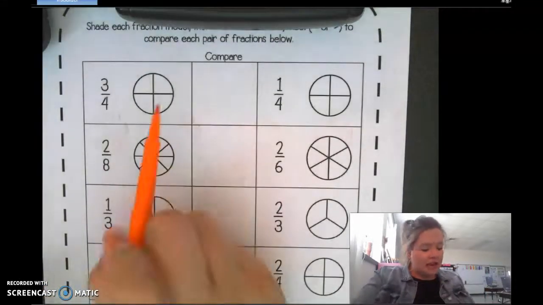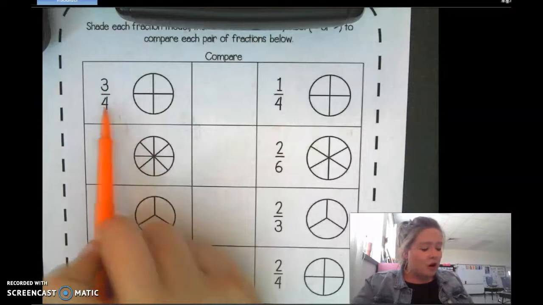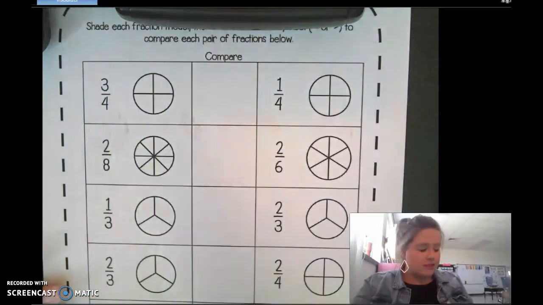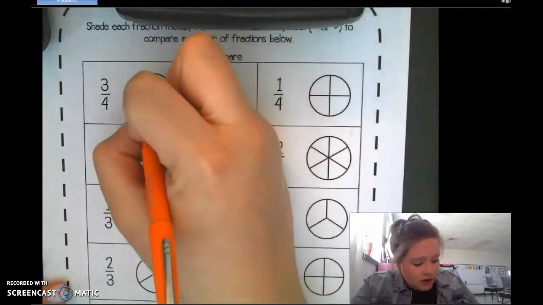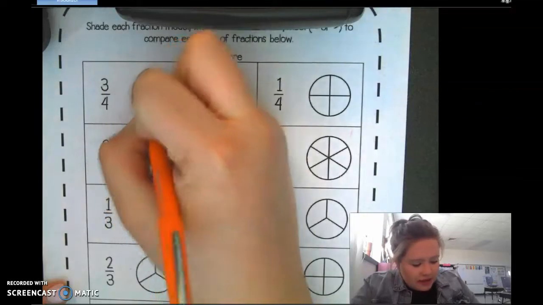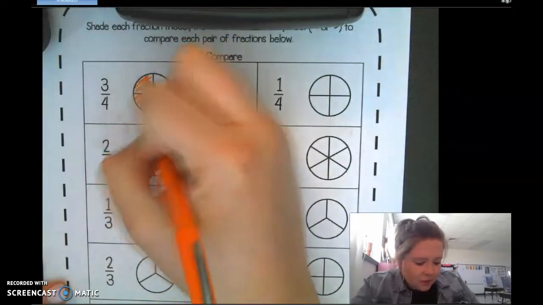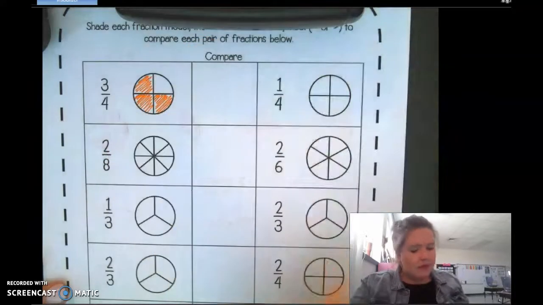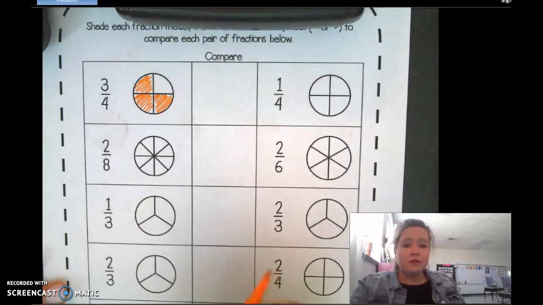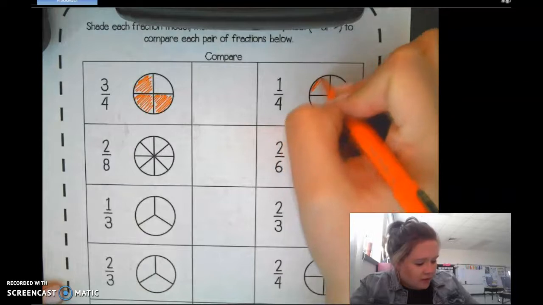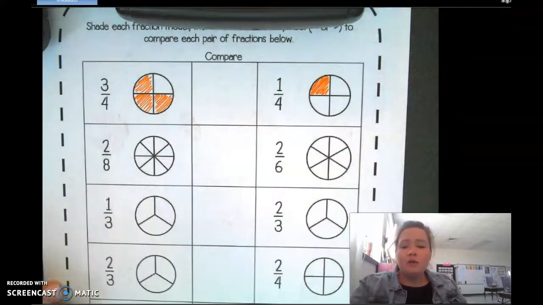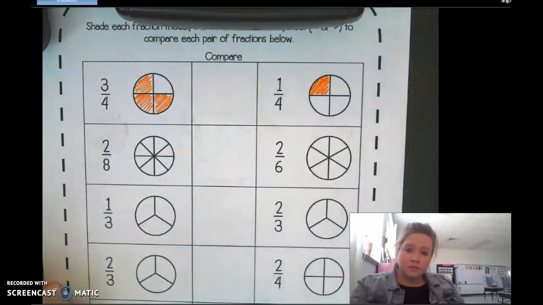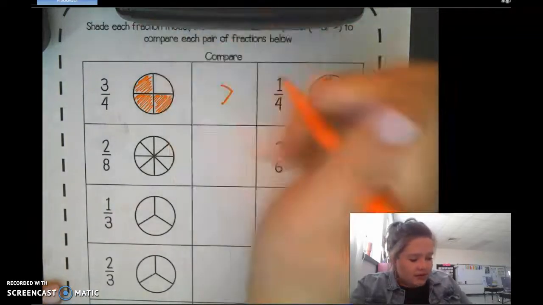And first we need to shade our models. How many parts are going to be shaded on 3/4? Good. 3 parts, 3 pieces, however you say that. Okay, how many are going to be shaded in 1/4? Great job, just 1. So looking at your models, 3/4 is what to 1/4? 3/4 is greater than. Good job.